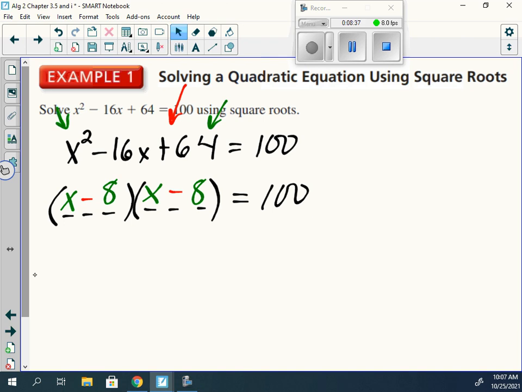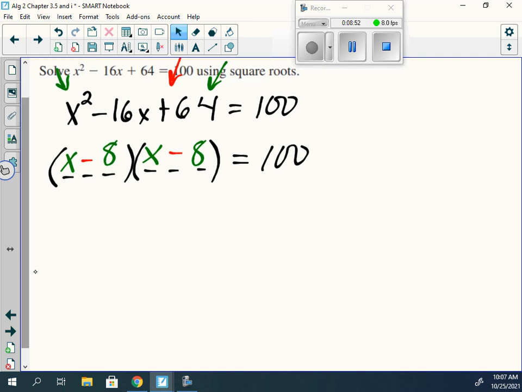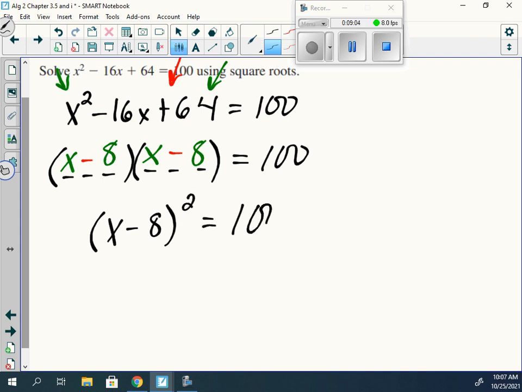Now, up till now, we would do this, but we would have the thing equal to 0. Because then we could say, 2 things multiplied together equals 0 means one of them has to be 0. But if we look at these sets of parentheses, we'll have x minus 8 and x minus 8. They are the exact same thing, yes? So I could rewrite this as x minus 8 squared is equal to 100.